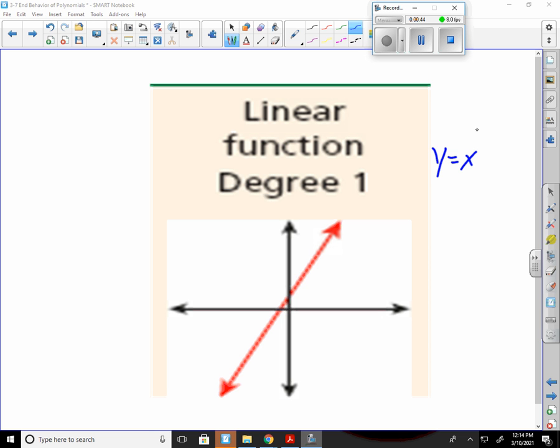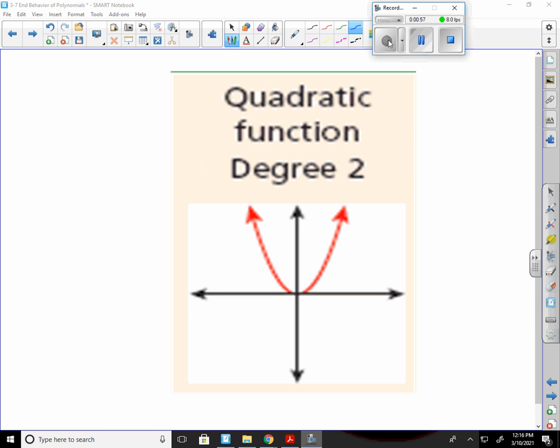Degree is the highest exponent. In this case, it's a 1. So our degree is 1. Linear functions always form a straight line. Second is a quadratic function, degree 2.